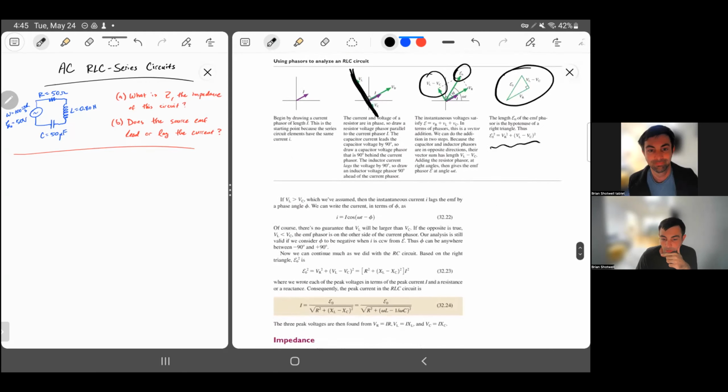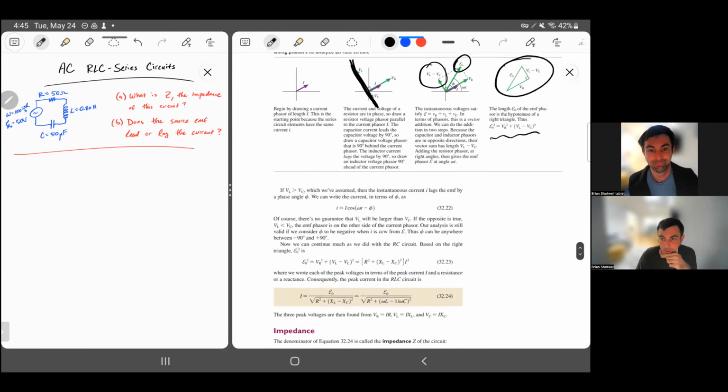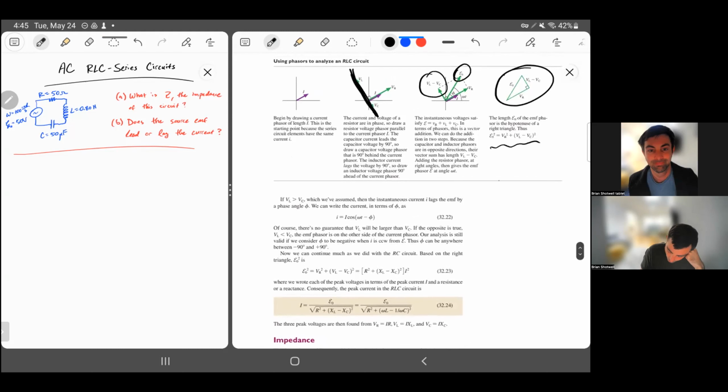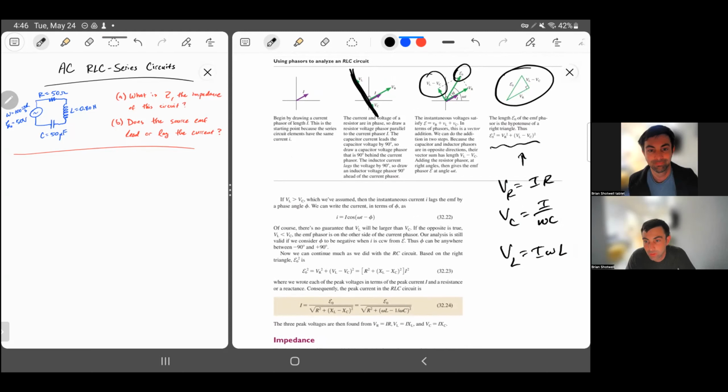So we do the same sort of trick that we had last time. We know VR is IR from Ohm's law. We know VC is I X sub C, or I over omega C. And the voltage across the inductor is I omega L. So we plug those 3 things into this formula to relate E0 with the current in the circuit. And we get this right here.